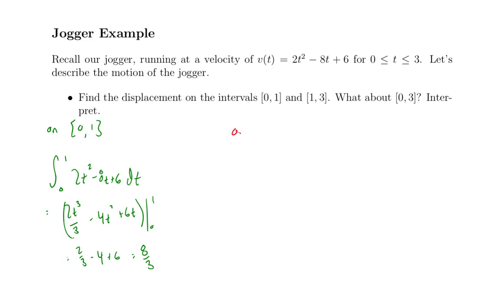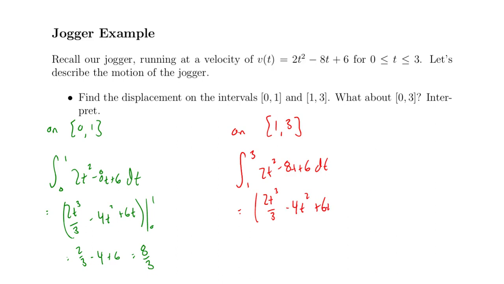Then I can do on this interval from 1 to 3. I'll notice that the integration is still easy because we have the same velocity function. So my antiderivative is going to be the exact same thing. It's just going to be a little bit more annoying to evaluate things. I need to evaluate from 1 to 3.